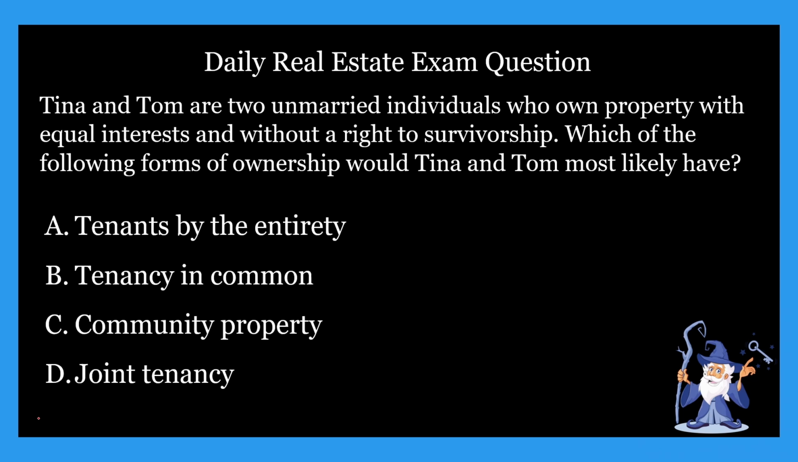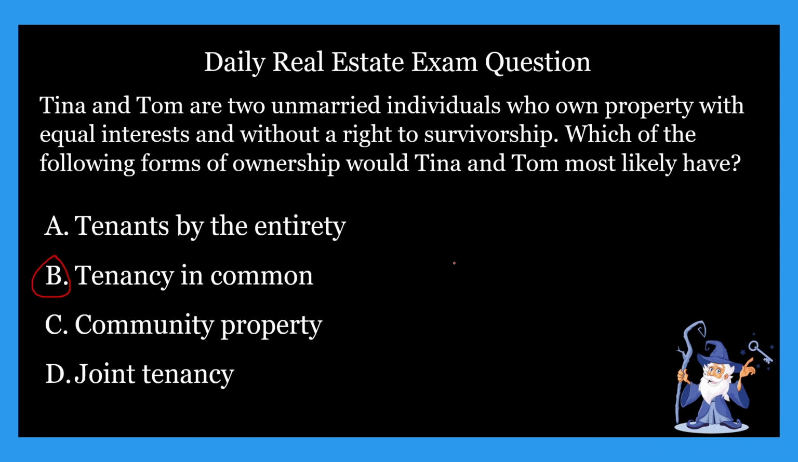Alrighty, so hopefully you came up with your answer. What is the correct answer for this one? Well, it's going to be B. That's right, tenancy in common. Remember, community property and tenants by the entirety are through marriage. You can't have that form of ownership with two unmarried individuals. Tenancy in common would be the best answer.